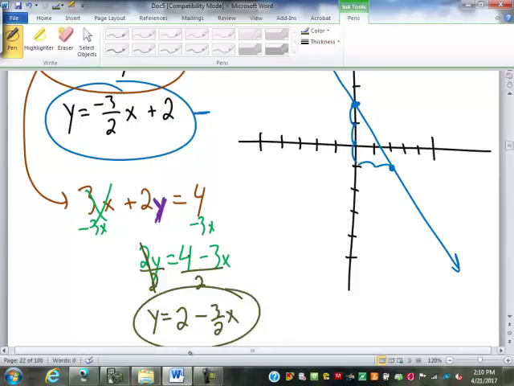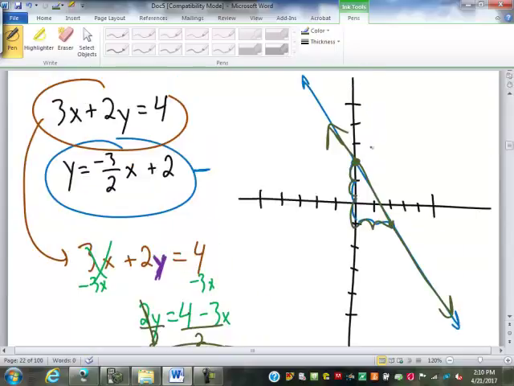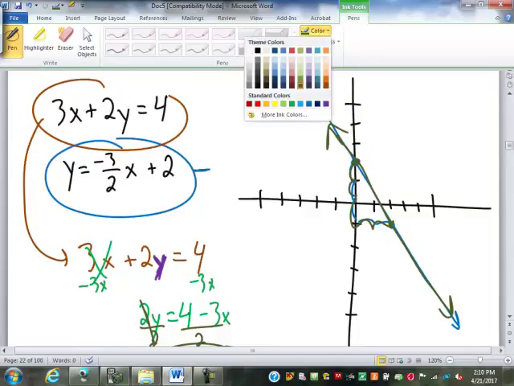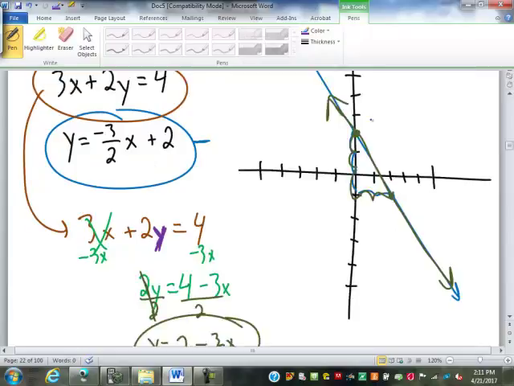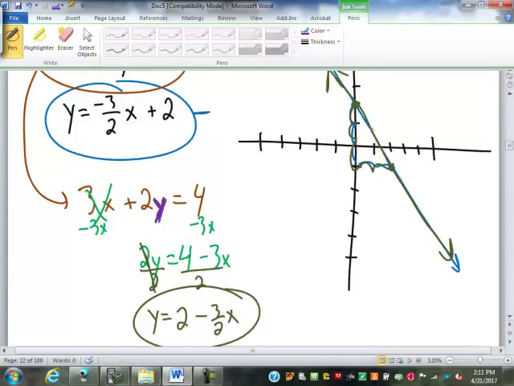So where does that one start? Positive 2, and from there it goes down 3 over 2. And since those points both lie on this line, we find that those two lines lie on top of each other. If the lines are on top of each other, that means they're the same line, which means this system of equations has an infinite number of solutions.